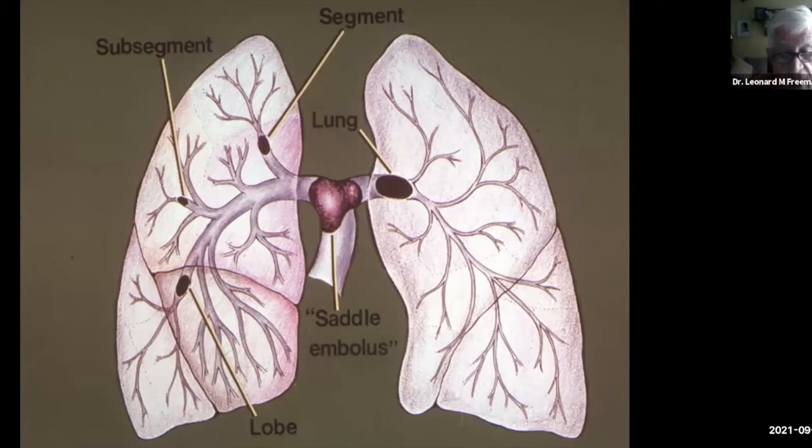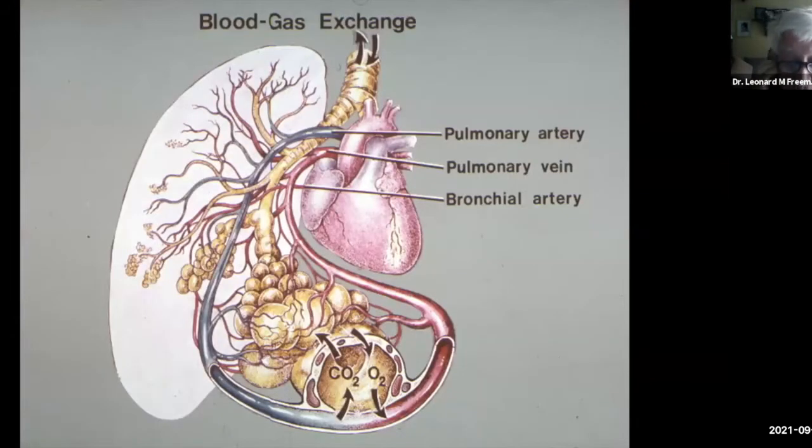And of course, you hope you never deal with the catastrophic situation of a saddle embolus, which could lead to instant death. Well, let's take a quick review of blood gas exchange as far as the lung is concerned. Here's the pulmonary artery coming in blue, and here you see the gas exchange at the alveolar level, right down over here. And then, of course, the pulmonary veins going back to the heart.